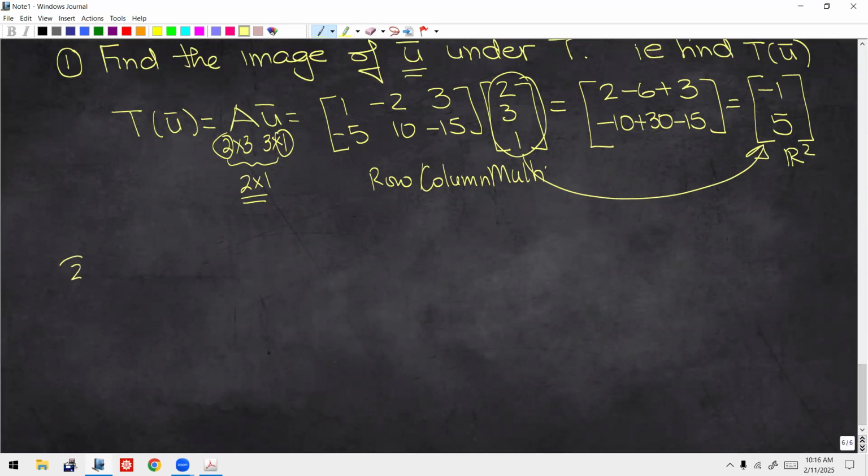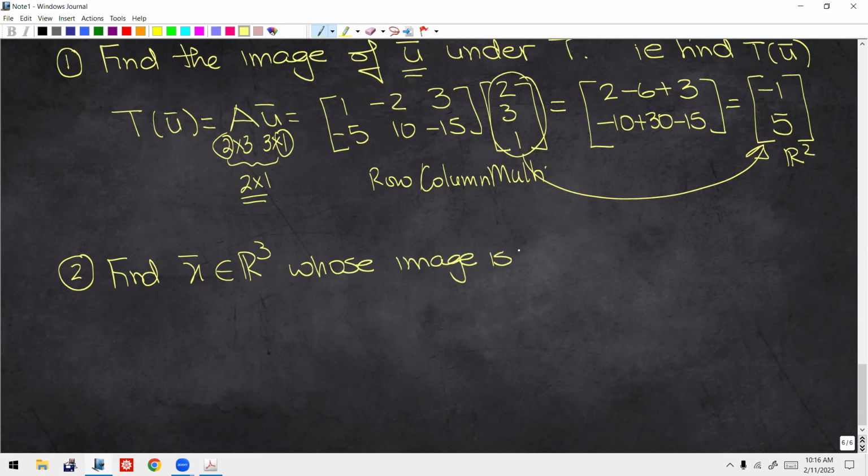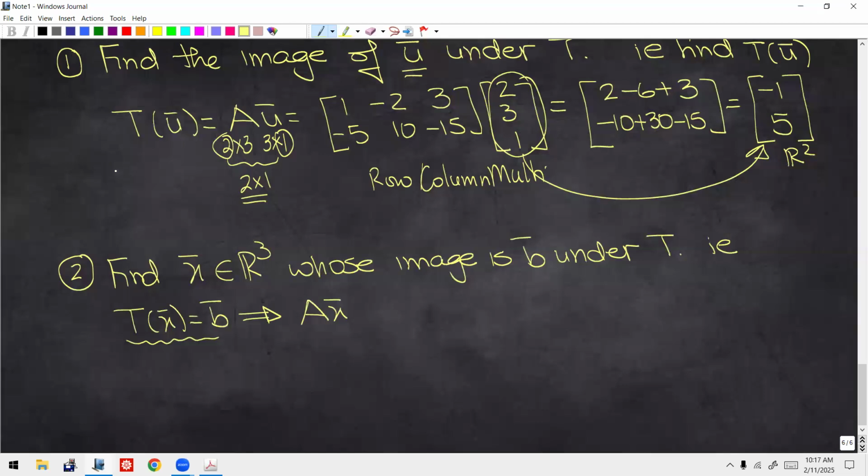The next question they've asked us is find X in R3 whose image is B under T. Okay. So they've asked us what vector X will give us B. So we've done problems like this because what's another way to write this? Well, T of X is the same as AX. That's how we defined it, recall that, is equal to B. So we are basically just solving a matrix equation.